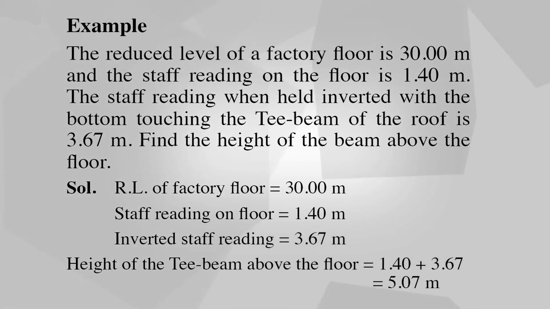So, the RL of the factory floor is 30 meters, the staff reading on the floor is 1.4 meters and the inverted staff reading has been given as 3.67 meters. So, for the height of the T-beam above the floor, we will add the staff reading on the floor and the inverted staff reading, that is 1.40 plus 3.67, which is equal to 5.07 meters.